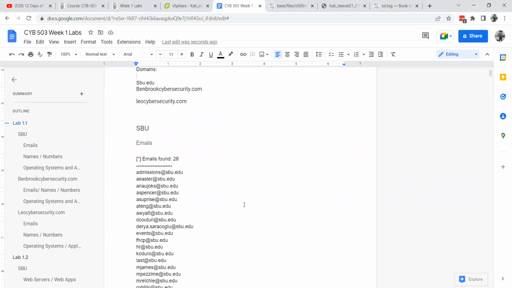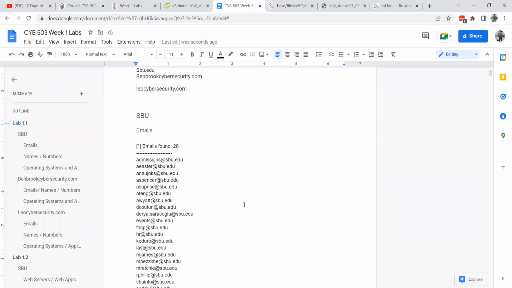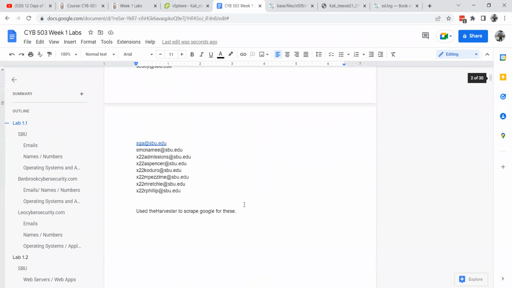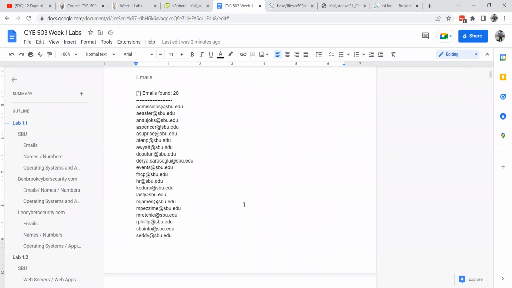SBU, I utilized theHarvester to crawl Google as well as LinkedIn for all of these emails. I didn't find as many as I would imagine I would, but I found 28 of them. I didn't go through and verify any of them because they looked pretty generic.